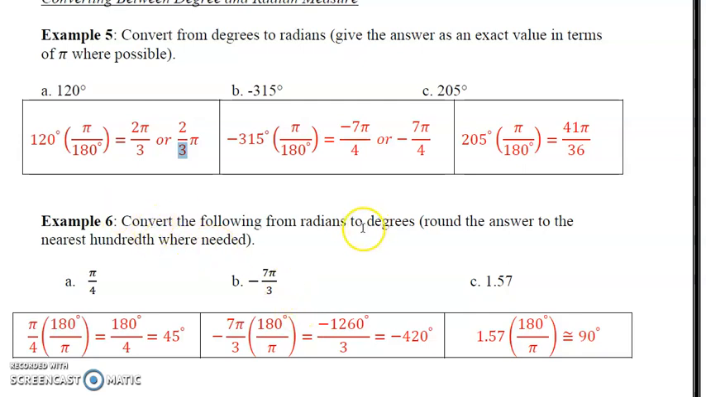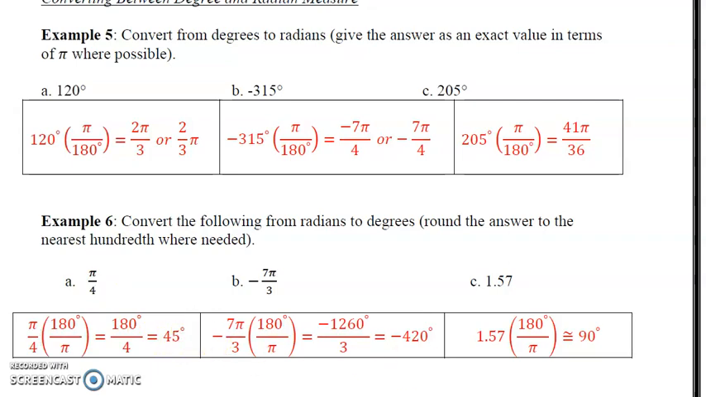Example 6, convert the following from radians to degrees. Round the answer to the nearest hundredth where needed. So if we have pi over 4, we multiply by 180 over pi. It's the reciprocal, sorry, is what I meant to say. So that means the pi's will divide, and we just take 180 divided by 4. 180 divided by 4 is 45 degrees. So pi over 4 is equal to 45 degrees.